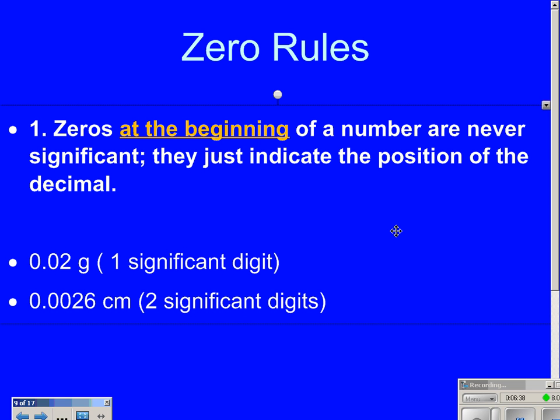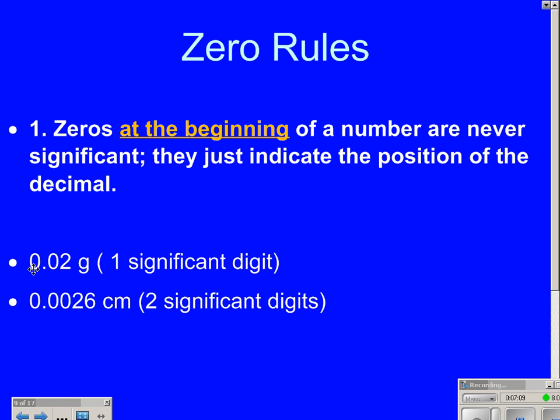Okay, there are zero rules that you're going to need to be aware of. There's actually 3 of them. And here we have the first zero rule. Zeros at the beginning of a number are never significant. They just indicate the position of the decimal. Now, don't get confused. We do need those zeros to recognize what the value of our number is. But as far as significant numbers, zeros at the beginning are not considered significant.